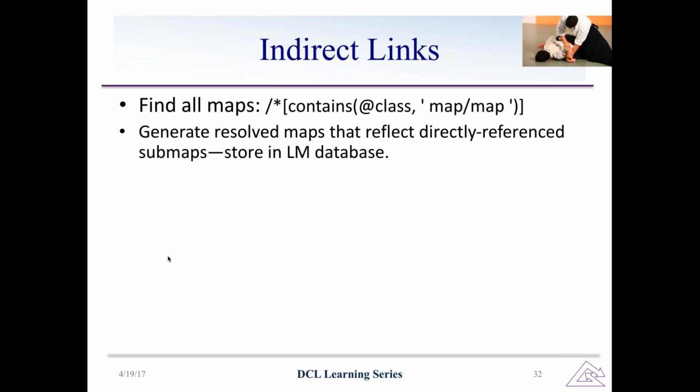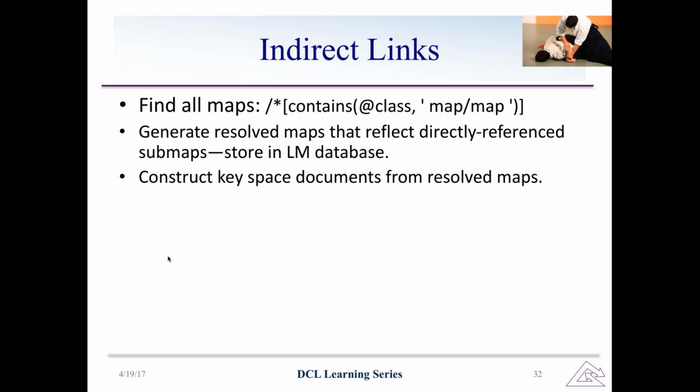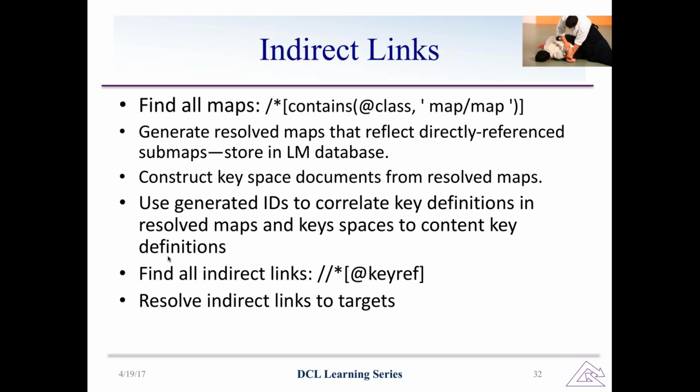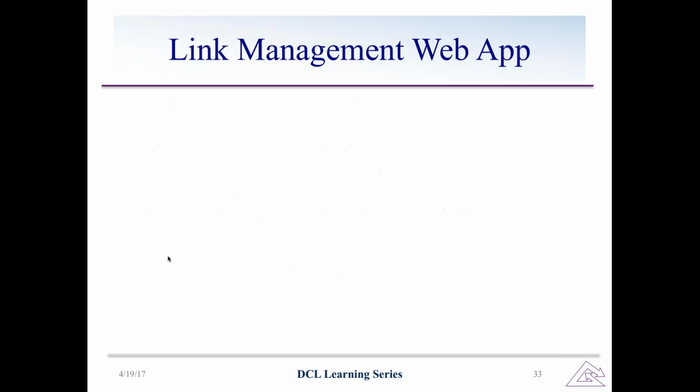Indirect links, this is where the challenge happens. One of the things that I have to do is generate resolved maps, right? So I have to resolve all the maps and create a single map so that I can then construct all the key spaces and know what's in the map and what's not in the map. That's a challenge, but it's doable. And then I find all the indirect links, right? Anything that has a keyref or a conkeyref is an indirect link. I resolve all those indirect links, and now I can create my use records. And that's basically the data processing challenge there.